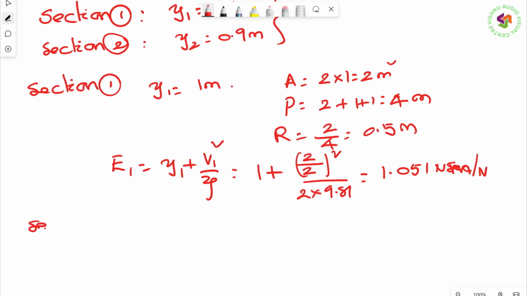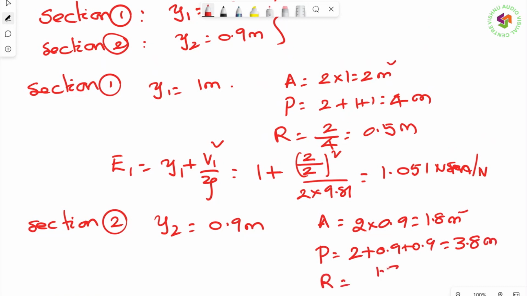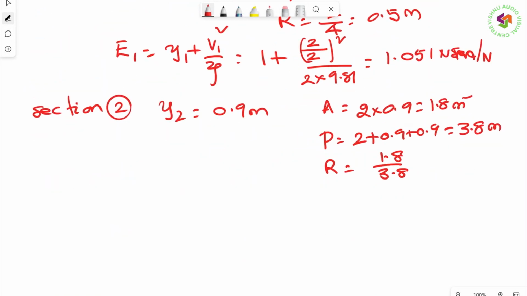Now come to section 2. Y2 is equal to 0.9 meters. Therefore, A is calculated the same way: 2 into 0.9, 1.8 meters square. P is equal to 2 plus 0.9 plus 0.9 because it is rectangular, so it is 3.8 meters. So R is equal to 1.8 by 3.8. This you should remember. Then E2 is equal to Y2 plus V2 square by 2g.